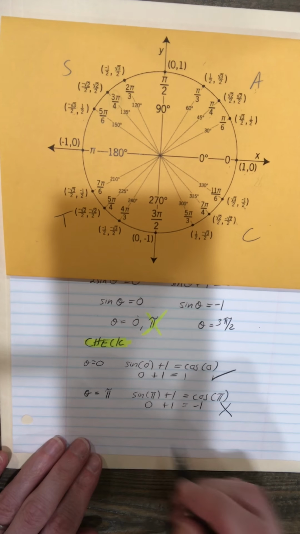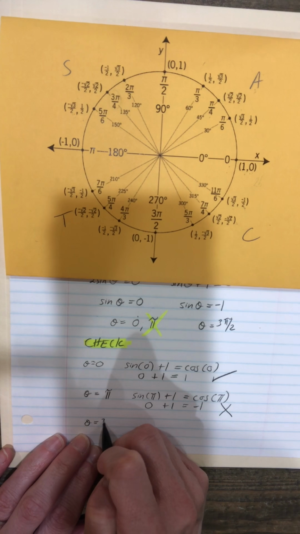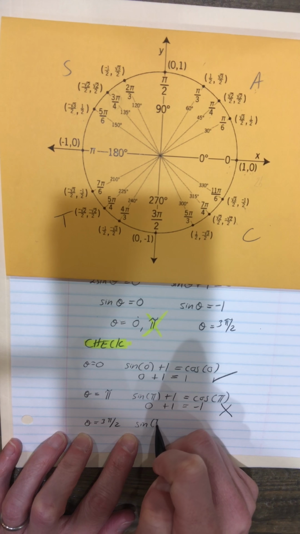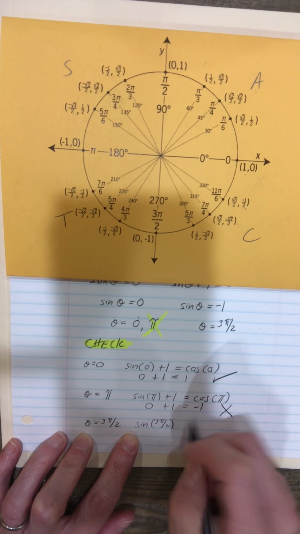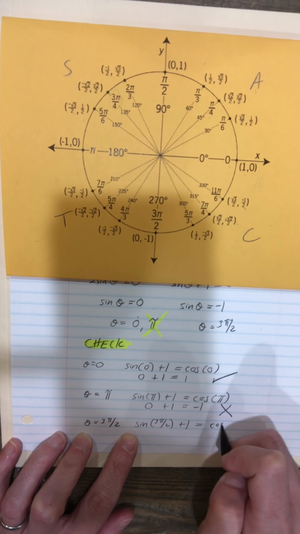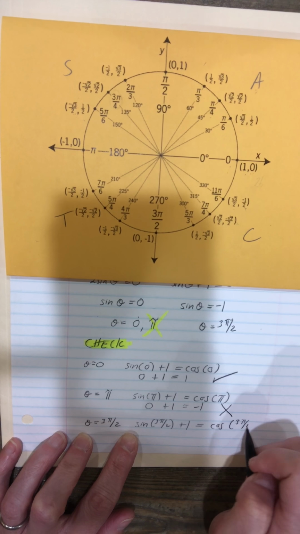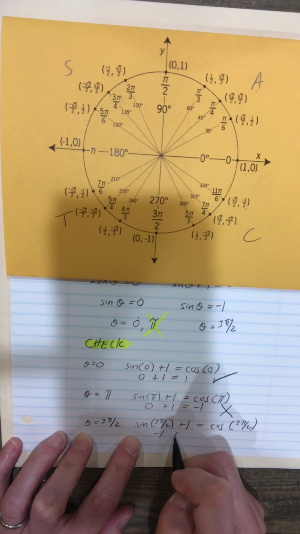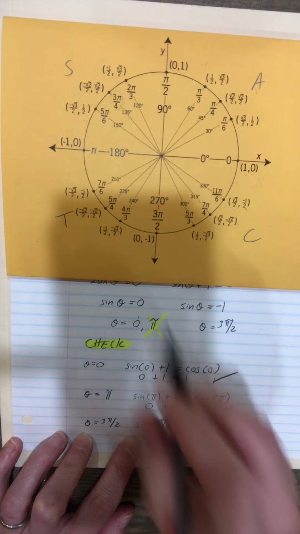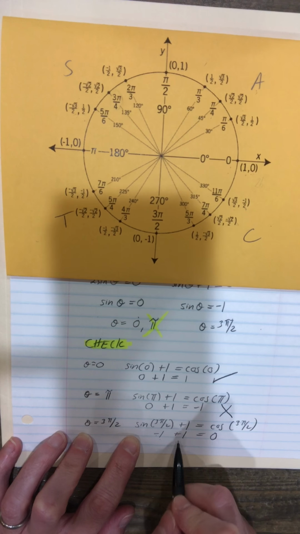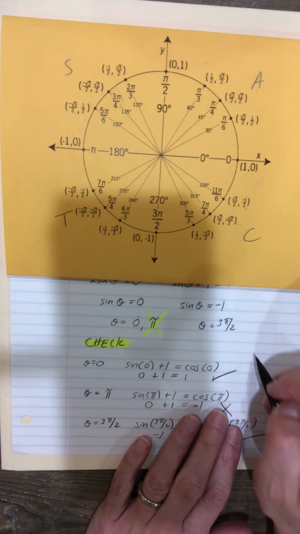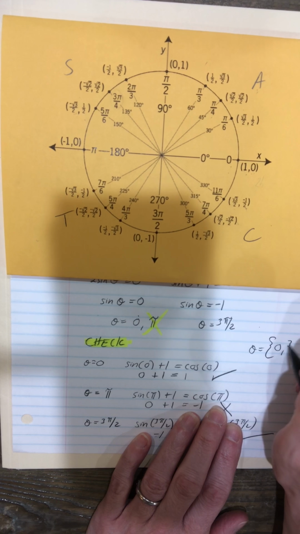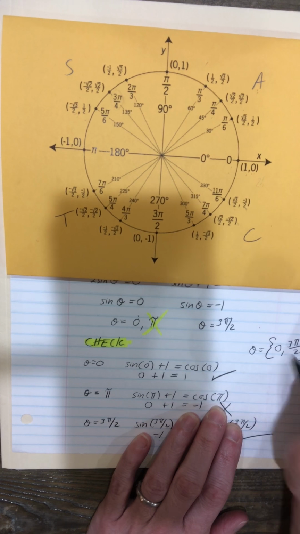Now your last one's 3 pi over 2. If theta is 3 pi over 2, I get sine of 3 pi over 2 plus 1 equals cosine of 3 pi over 2. Well, let's check it out. Sine of 3 pi over 2 is negative 1, plus 1 equals cosine of 3 pi over 2, which is 0. Negative 1 plus 1 is 0. That checks. So my two solutions for theta would be 0 and 3 pi over 2.